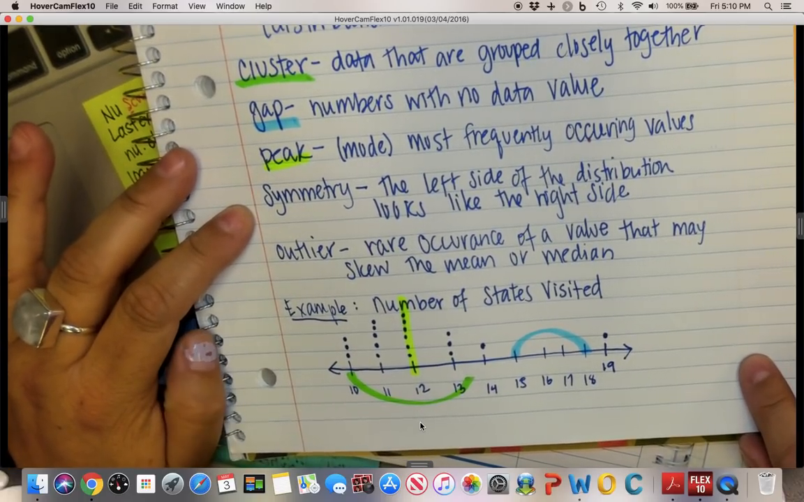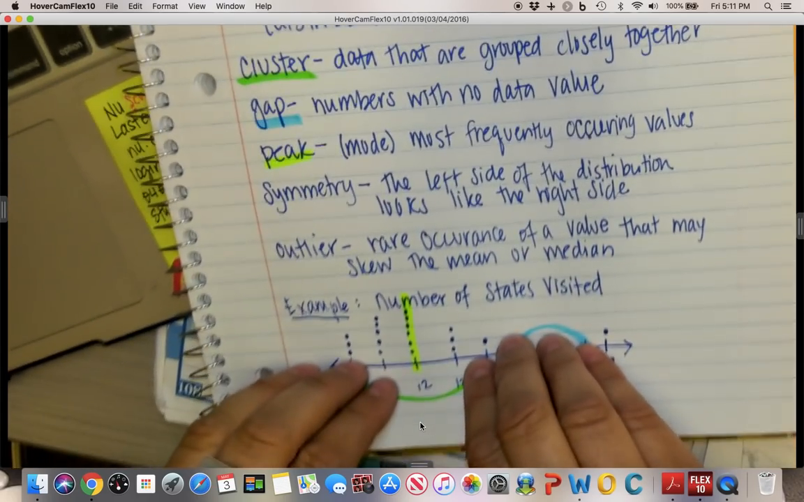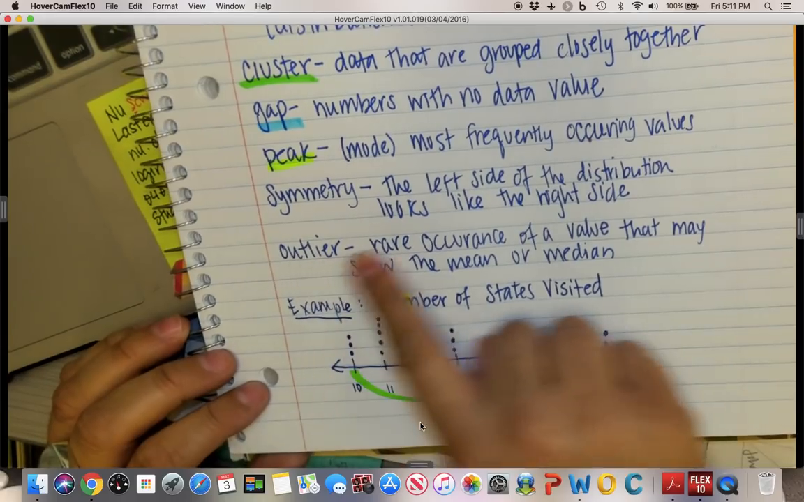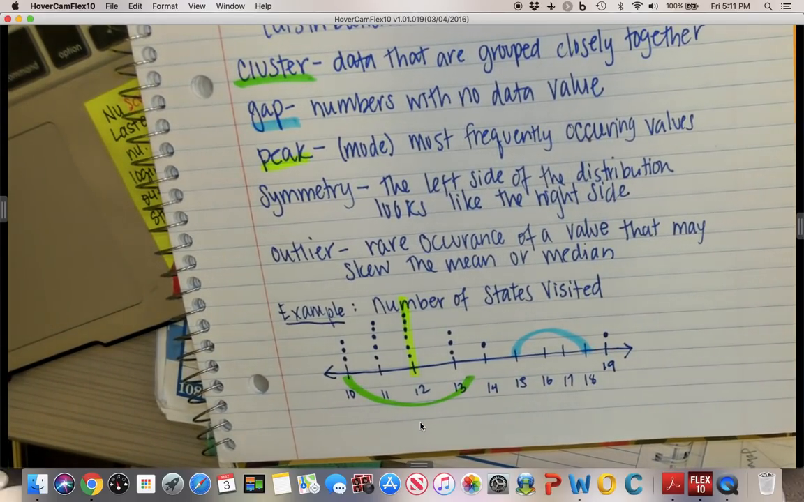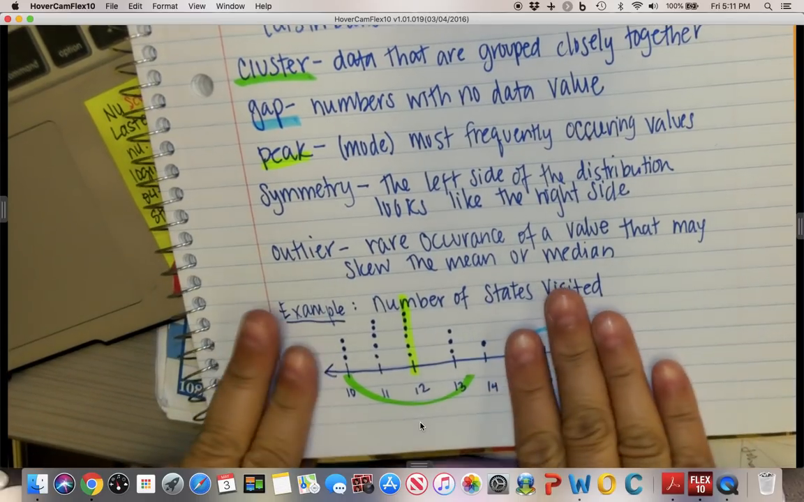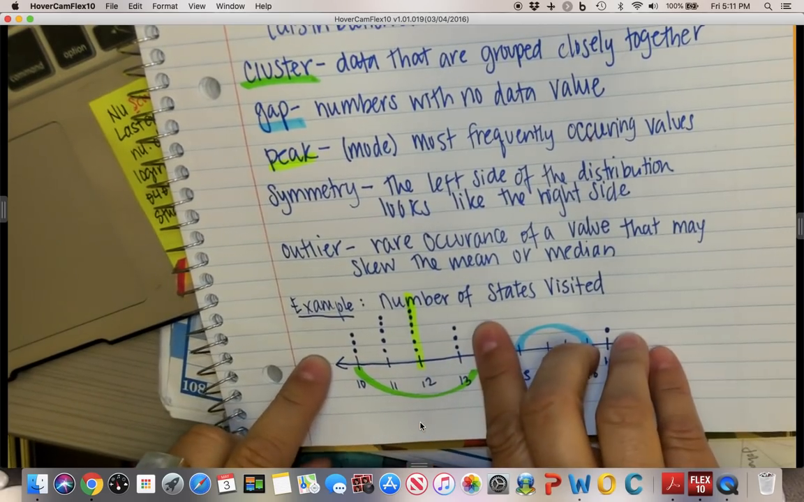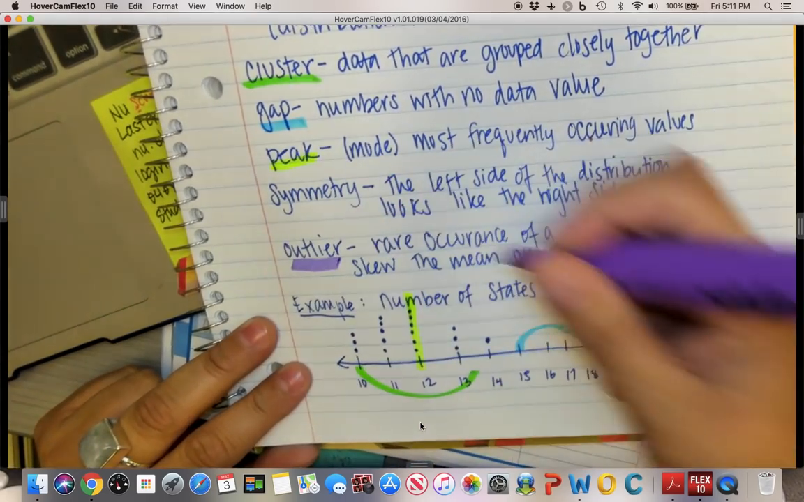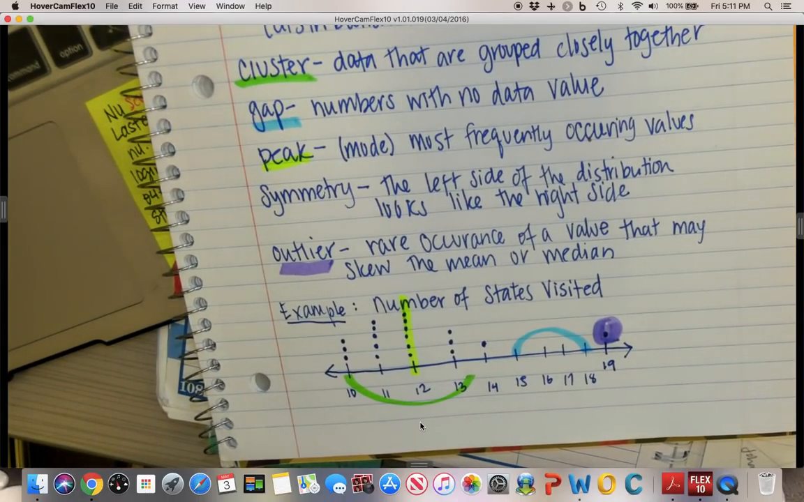This graph is not symmetrical because if it were symmetrical, it would look the same on both sides. I will show you later one that is symmetrical. And I do have an outlier. Like I said, the cluster is here. Most of the data you can see in between here. So my outlier is this little guy all the way out here, this number 19. It's kind of far away from the rest of the data.